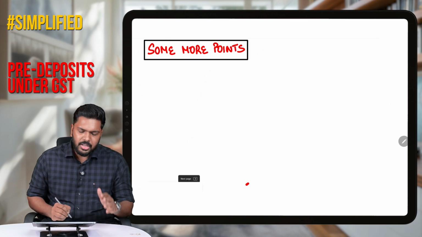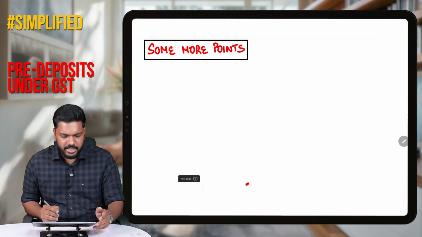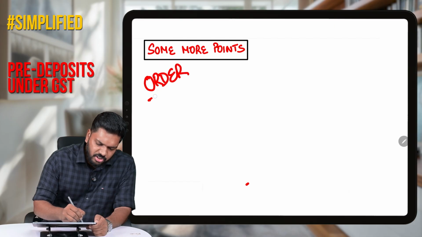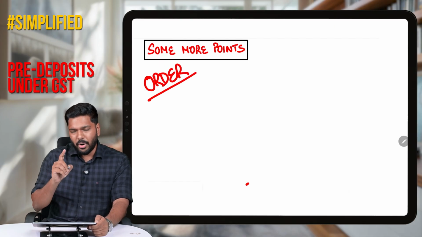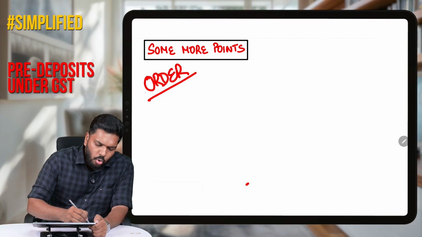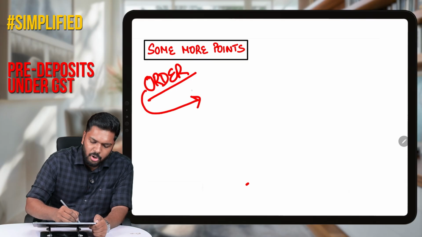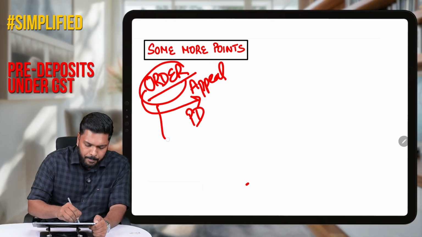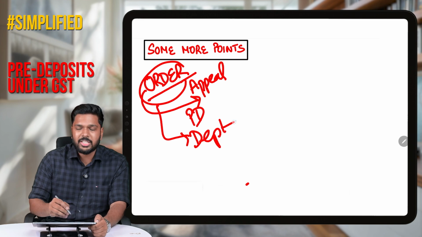Now, if you look at it, just to understand some more points here. One, as far as a GST order is concerned, one thing to be kept in mind is that only if you are going for an appeal against this order would you have to pay a pre-deposit. If the department is filing an appeal against this order, there is no question of any pre-deposit.